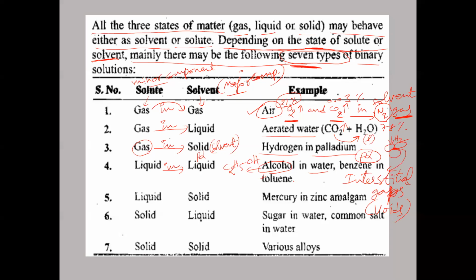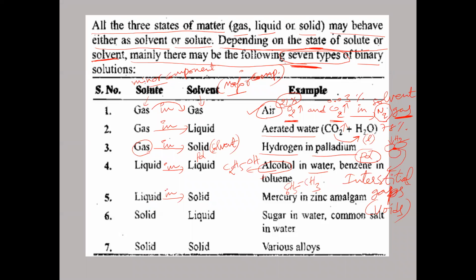What is the formula of toluene? C6H5CH3. C6H5 bonded to CH3. This is called toluene. What is benzene's formula? C6H6, benzene. Alcohol formula? Ethyl alcohol, C2H5OH. So ethyl alcohol in water, benzene in toluene. Is that clear? Next, solid in solid type of solution.